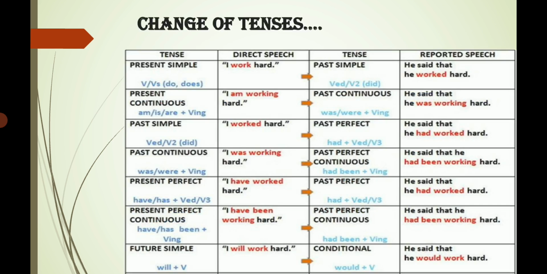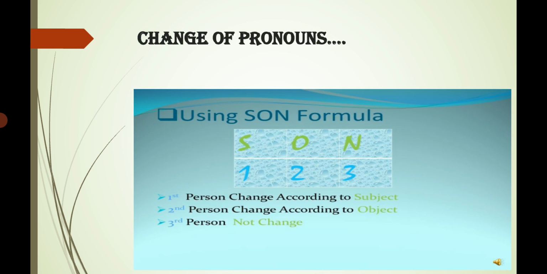What is the meaning of this formula now? The meaning is that if there is first person in the reported speech inside the commas, it will be changed according to the subject of the reporting speech, outside the commas. I am repeating that if you get first person, I and we, in the reported speech inside the commas, it will be changed according to the subject of the reporting speech. According to the subject outside the commas, the changing will be done while changing a sentence into indirect speech.